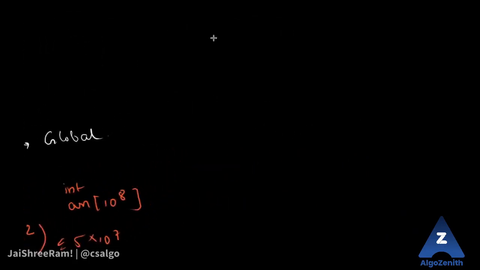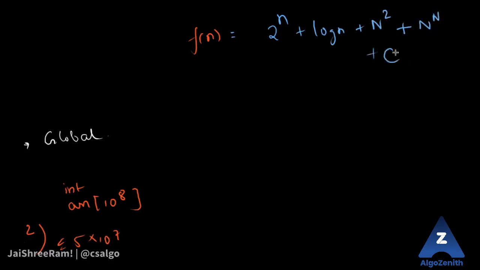Let's say you have some f of n. You try to calculate the number of instructions of a program. So you are calculating the time complexity, and you get something like 2 to the power n plus log n plus n squared plus, let's say, n to the power n, plus some constant and stuff. Everything is happening sequentially, each algorithm takes something like this, so you get a total complexity like this.